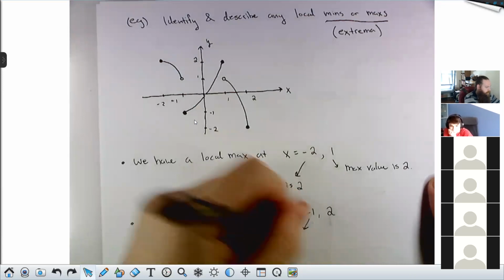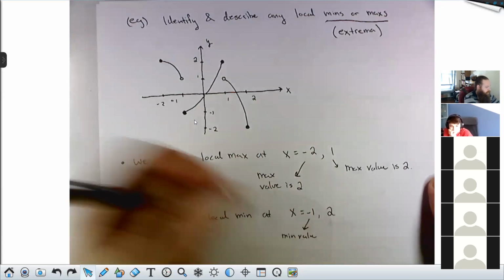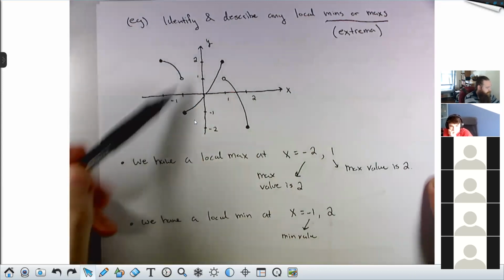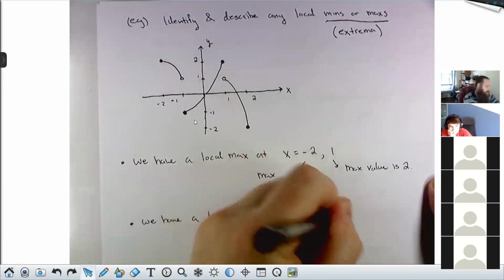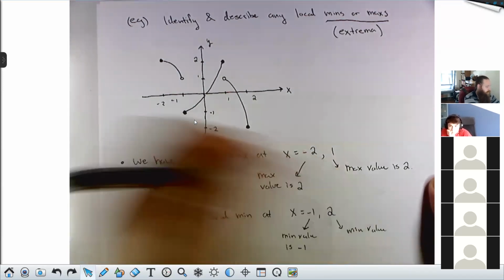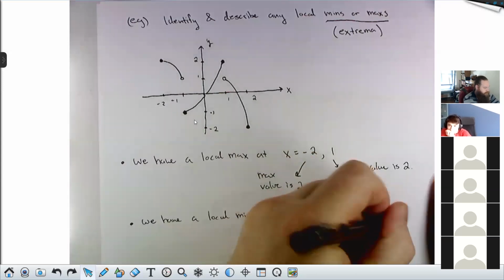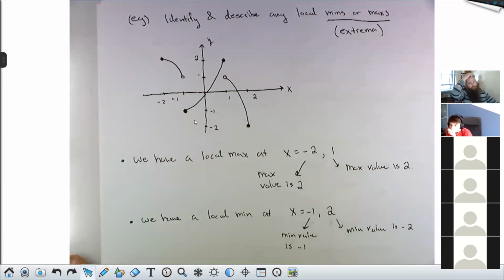The min value here from x equals -1 is -1. And the min value here is -2. Okay.